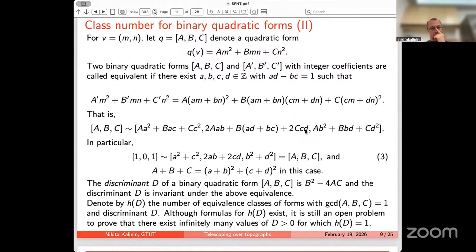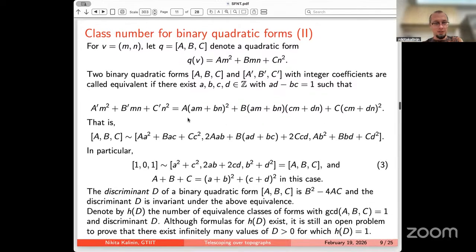Okay, so then we also have a number d, and d is the discriminant of a binary quadratic form. It's given by b squared minus 4ac, and it's invariant under the equivalence. So again, it's just a direct check. And then h of d is the number of equivalence classes of forms with greatest common divisor of a, b, c equal to 1 and discriminant d. And it's clear that this number is a positive integer.